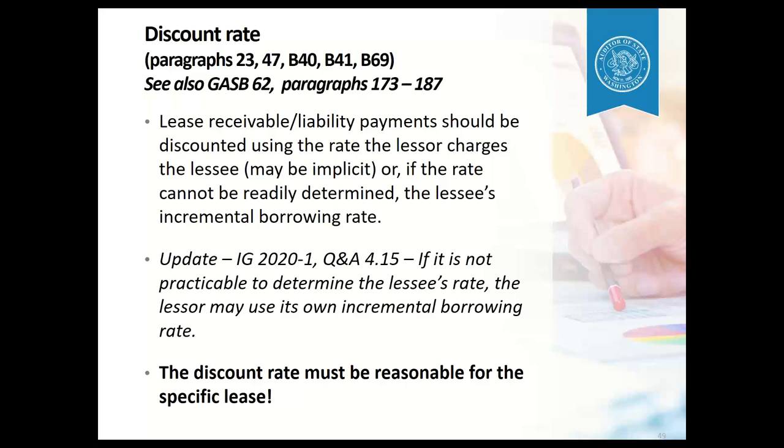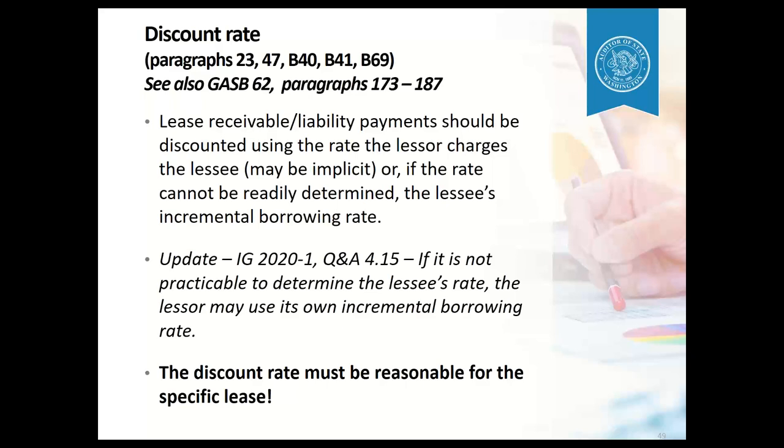Usually when you go out and finance something, you know how much you pay for it. You know what the interest rate is, and that's going to determine the payments. Right? Now we're going in reverse. We've got the payments. We know how long they're going to go for. We have to have a reasonable interest rate so that we can come up with the principal, the present value of those future payments. You can see I have a lot of paragraph references here, and like I say, that's because this is probably one of the most difficult things about GASB 87.